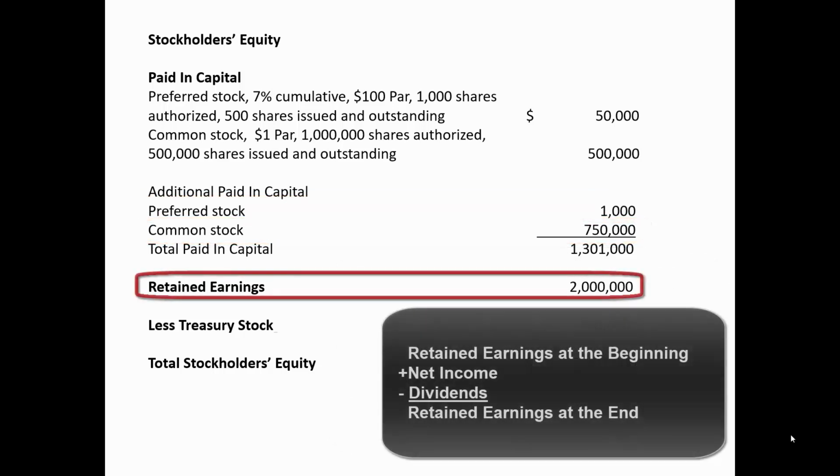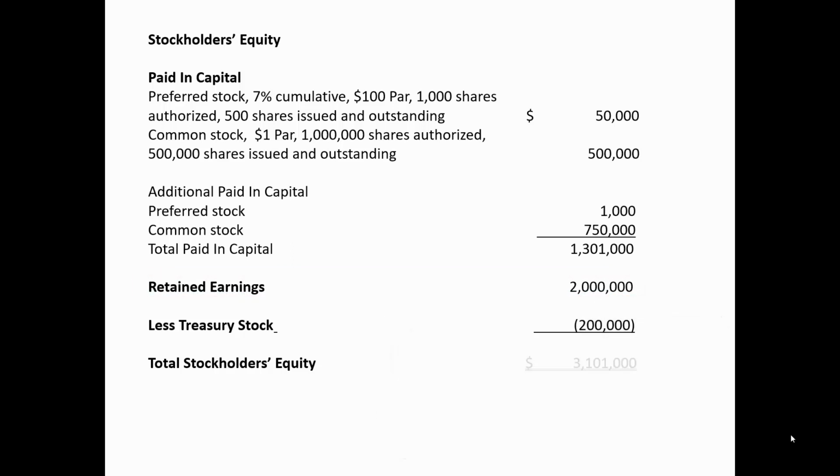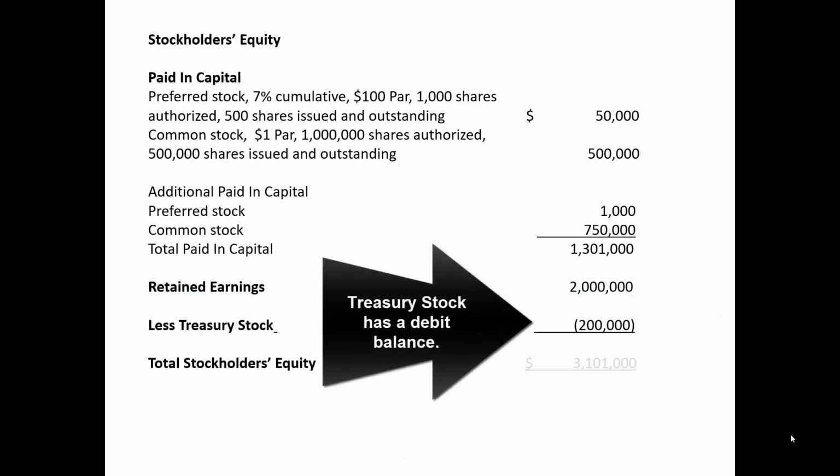And then there's retained earnings. Retained earnings at the beginning, plus net income, minus dividends gives us retained earnings at the end. And treasury stock is when we buy back our shares. All those other accounts have credit balances. Hopefully retained earnings has a credit balance if we made money. But treasury stock has a debit balance because we bought back shares from our shareholders.